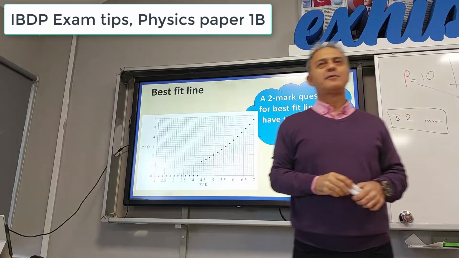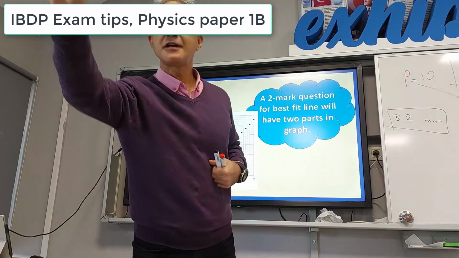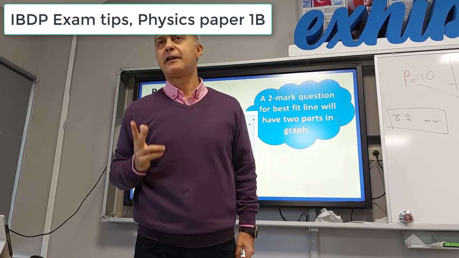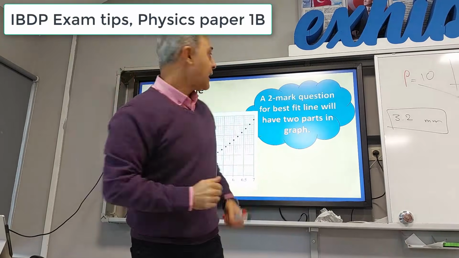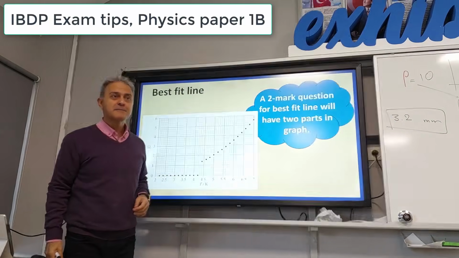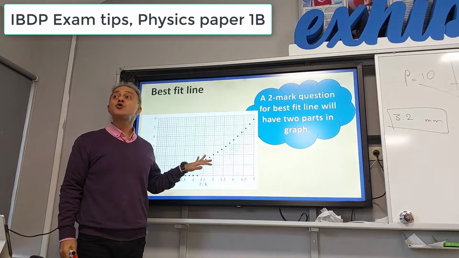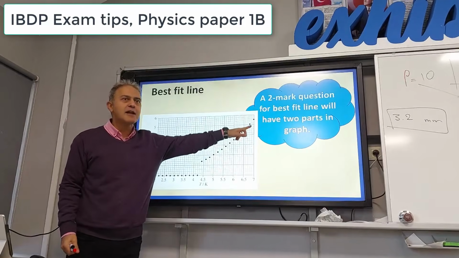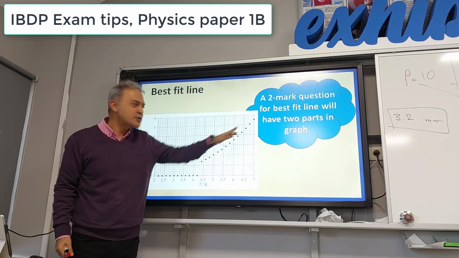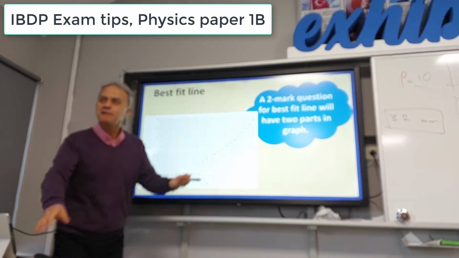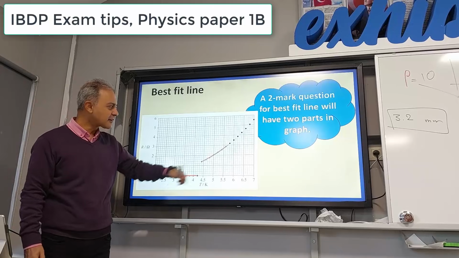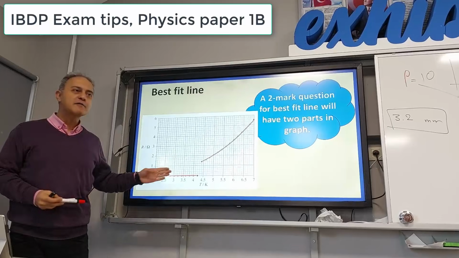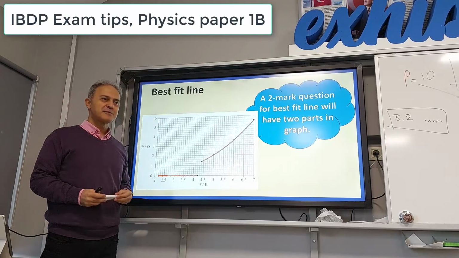If it has 1 mark, it is 1 single smooth curve or 1 single line. If the question has 2 marks, the best fit line has 2 parts. One might be something like this, one might be like that. Guys, do not try to connect these 2 parts. They are different things. This is the best fit line. Look, a smooth curve and a line. For each part, you will get 1 mark. Got it?